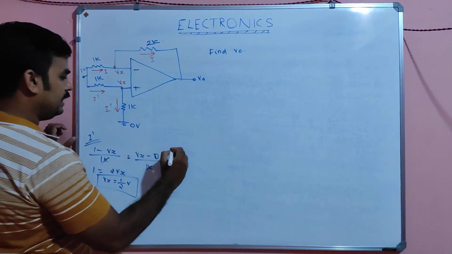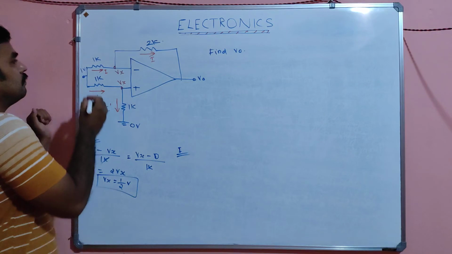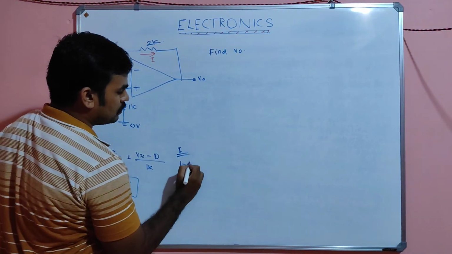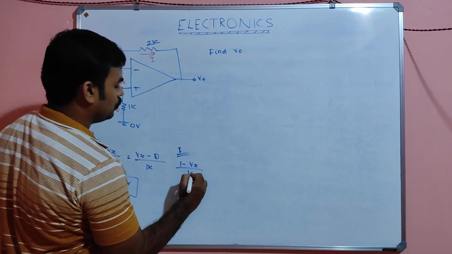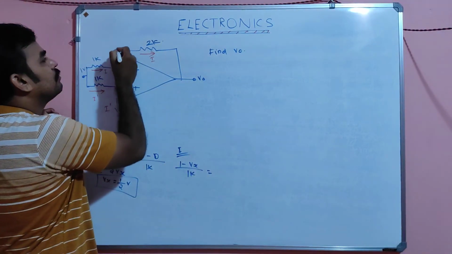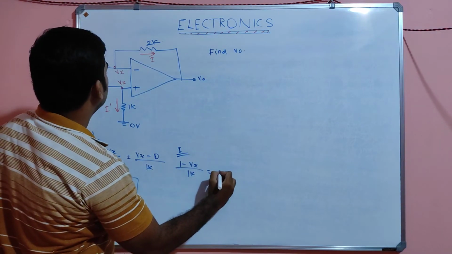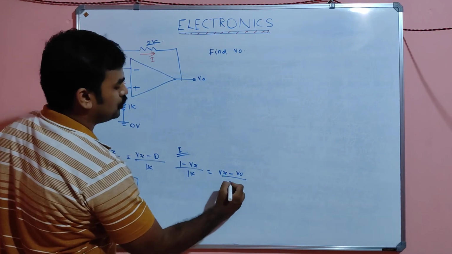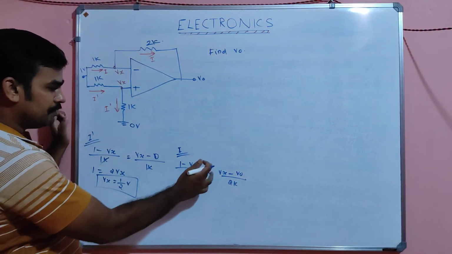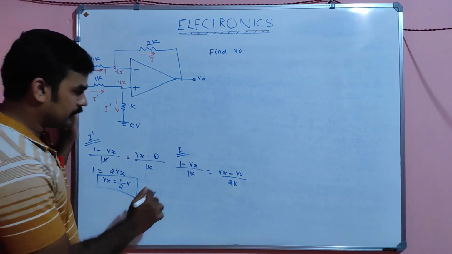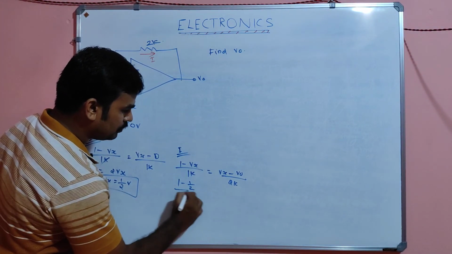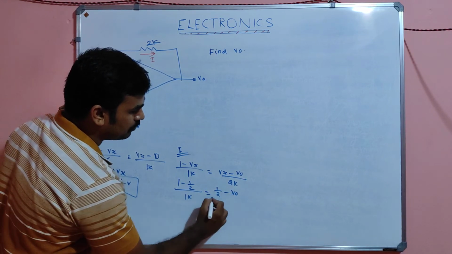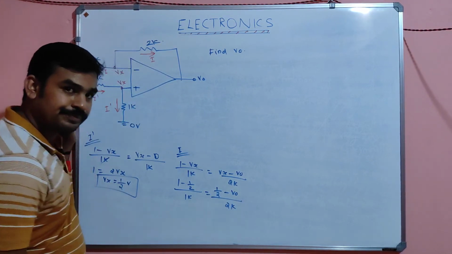Now for I, the same equation I can apply. The current from here to here means 1 minus Vx divided by 1k will be equal to the current from here to here, which is Vx minus V0 whole divided by 2k. Am I right, my dear? But you know the value Vx equals 1 by 2. So 1 minus 1 by 2 divided by 1k equals 1 by 2 minus V0 whole divided by 2k.